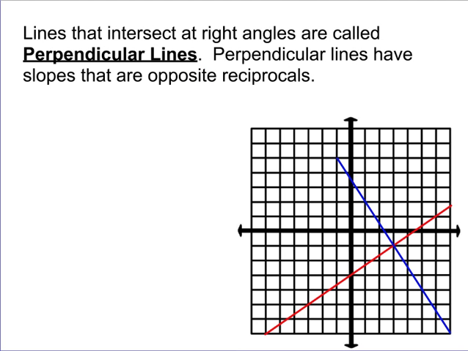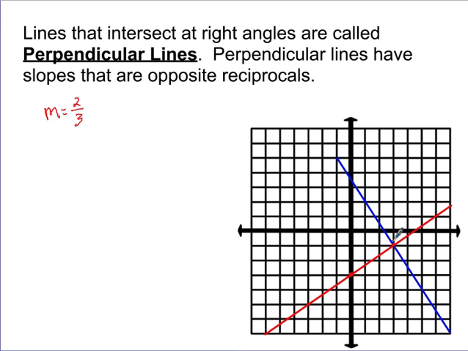Next, let's talk about perpendicular lines. Lines that intersect at right angles are called perpendicular lines. Perpendicular lines have slopes that are opposite reciprocals. We'll see what that means right here. We can see that this red line, if we have a point right here and then the point right here where they intersect, we can count that slope up 2 and right 3. So the slope of the red line is 2/3.